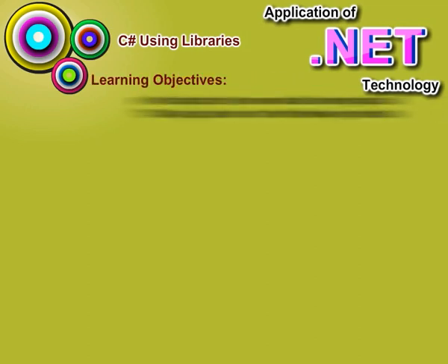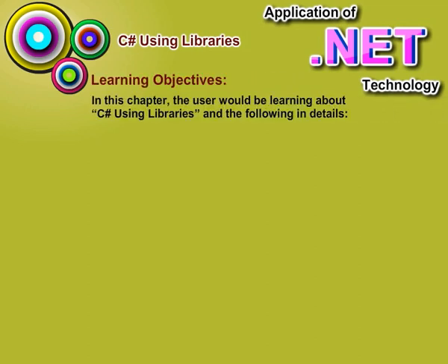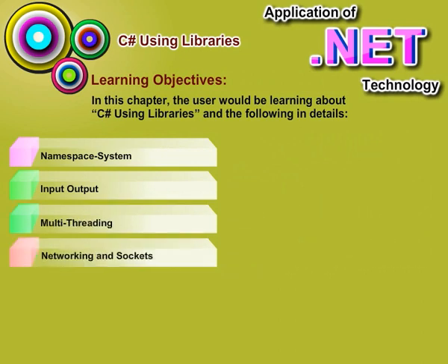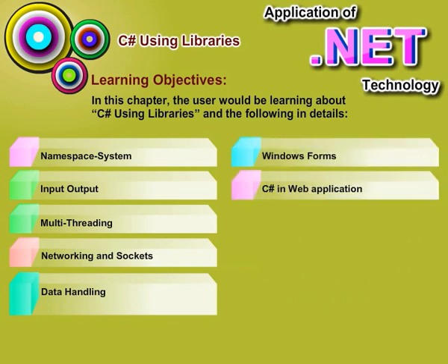Learning objectives. In this chapter, the user will be learning about C# using libraries and the following in detail: namespace system, input-output, multi-threading, networking and sockets, data handling, Windows Forms, C# in web applications, error handling.